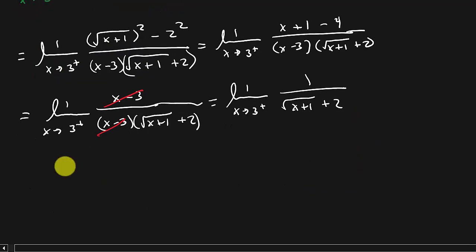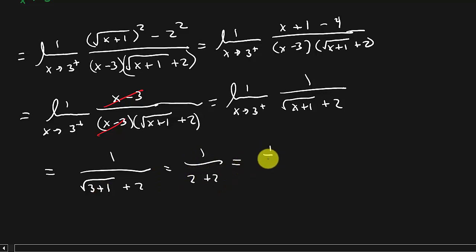And now we can just plug the 3 in. And so that's going to be 1 over square root of 3 plus 1 plus 2, which is 1 over, that's 3 plus 1 is 4. Square root of 4 is 2 plus 2, which is 1/4. And there's your limit. All right.